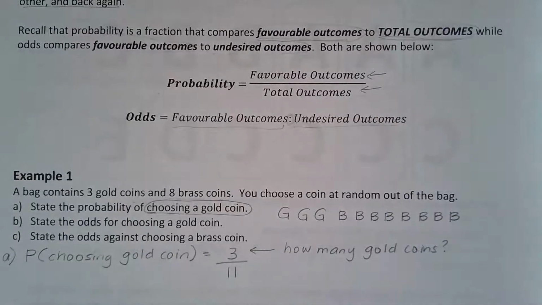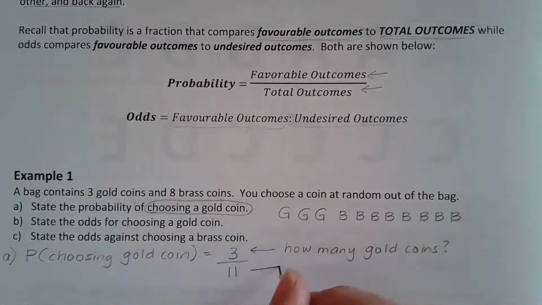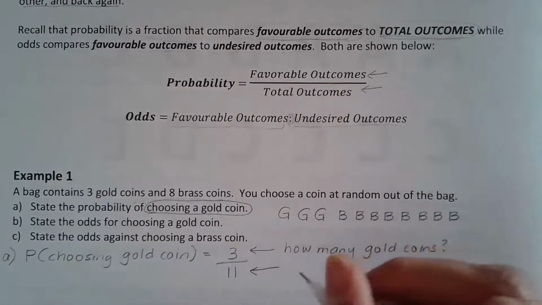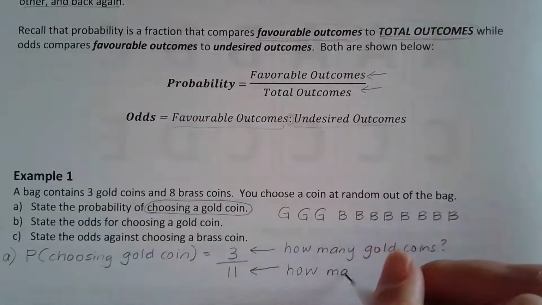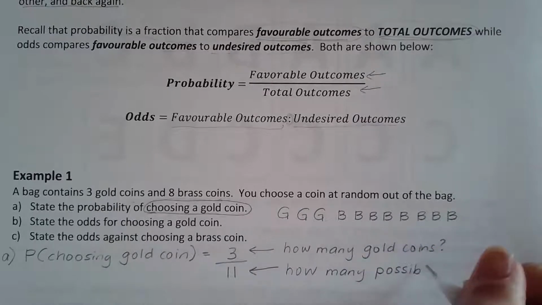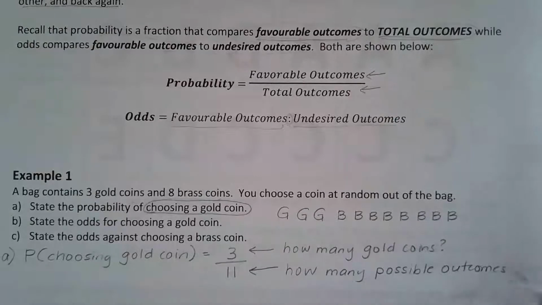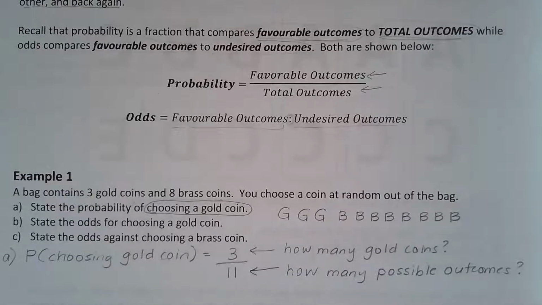Okay, so how many ways can we pick a gold? There are three different ways. We can pick one of those three. And then because this is a probability, we're going to look at how many possible outcomes. Okay, so that's that. So that's the probability.